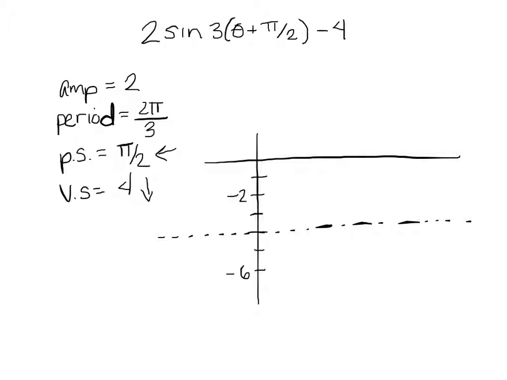My phase shift is pi over 2 to the left, so I'm going to start at -pi over 2. That's going to be my very first point that I graph. Remember, sine starts at the axis, so I can put a point right there. But to find my next point, I have to add onto the phase shift. So if I'm starting at -pi over 2, I need to add 2 pi over 3 to get to my next point.